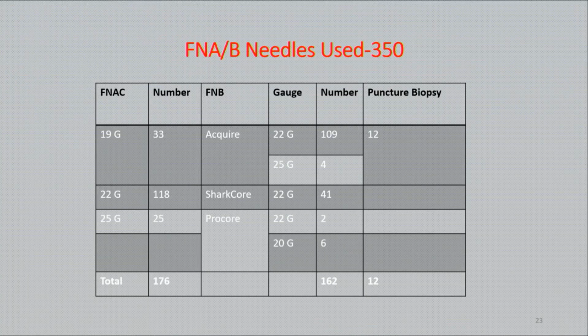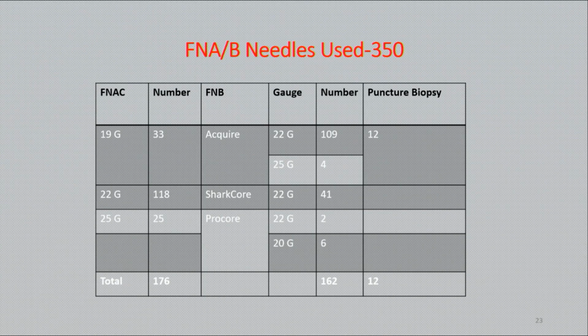We used FNA in 350 patients, and FNA needles, which are basically fine needle aspiration needles, were used earlier. They are still used for cystic lesions in the body, but nowadays we have moved to FNB needles, or core biopsy needles. So in almost 50% of the patients, we used the core biopsy needle.